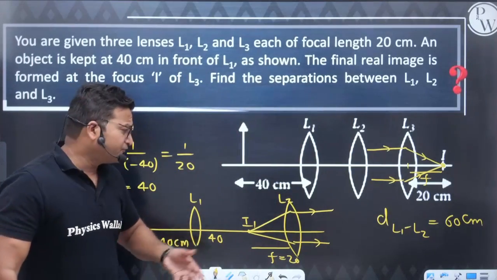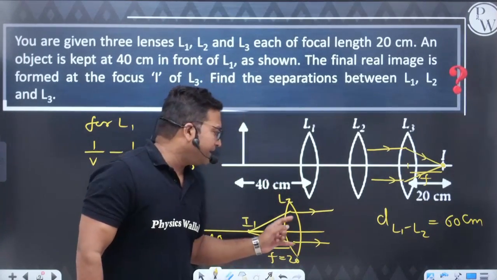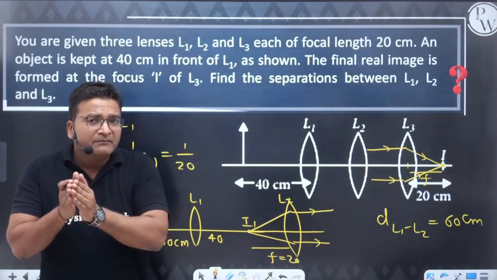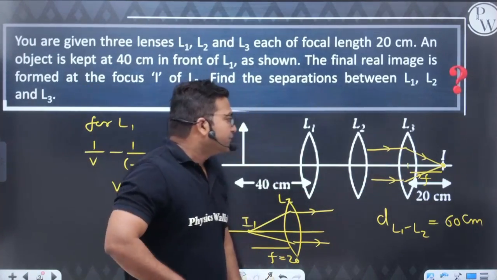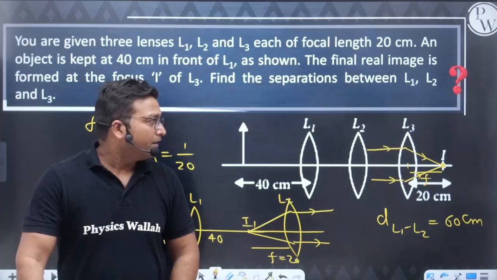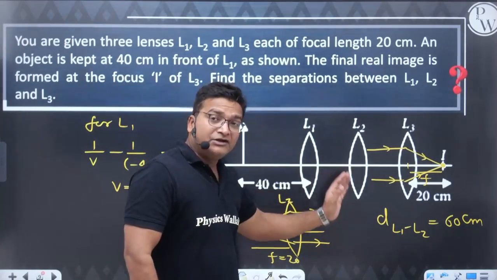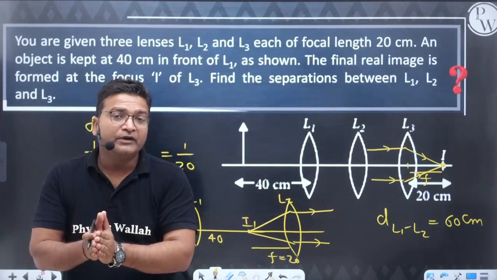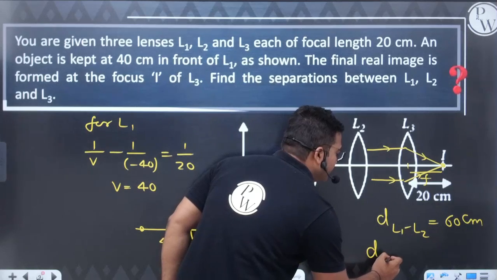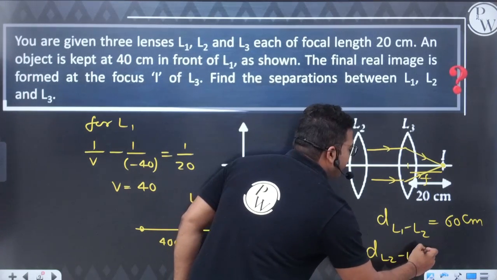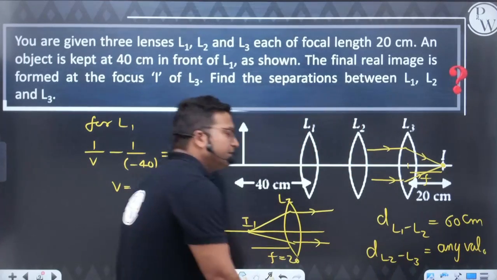And as the rays from L2 are actually a parallel beam, right? If the rays from L2 are a parallel beam, they will remain parallel whatever be the distance of L3 from L2. So there is no condition on the distance between L2 and L3, and the distance between L2 and L3 can take any value. Okay, so that is the answer for this question.